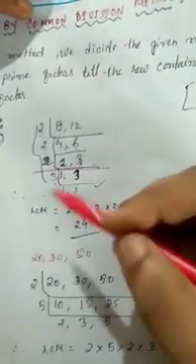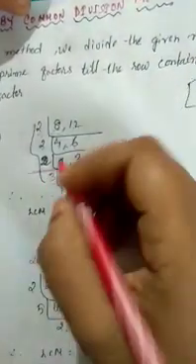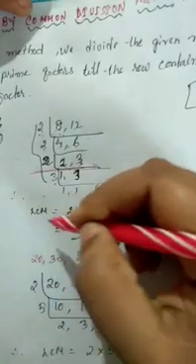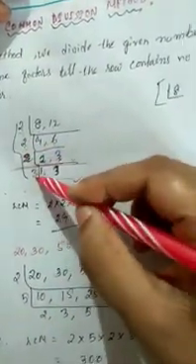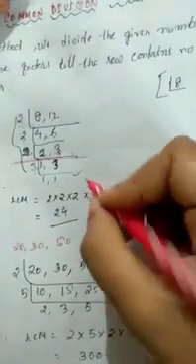So you see here what the numbers are. The LCM will be 2 into 2 into 2, then this 3, so it will be 24. And now one more example.